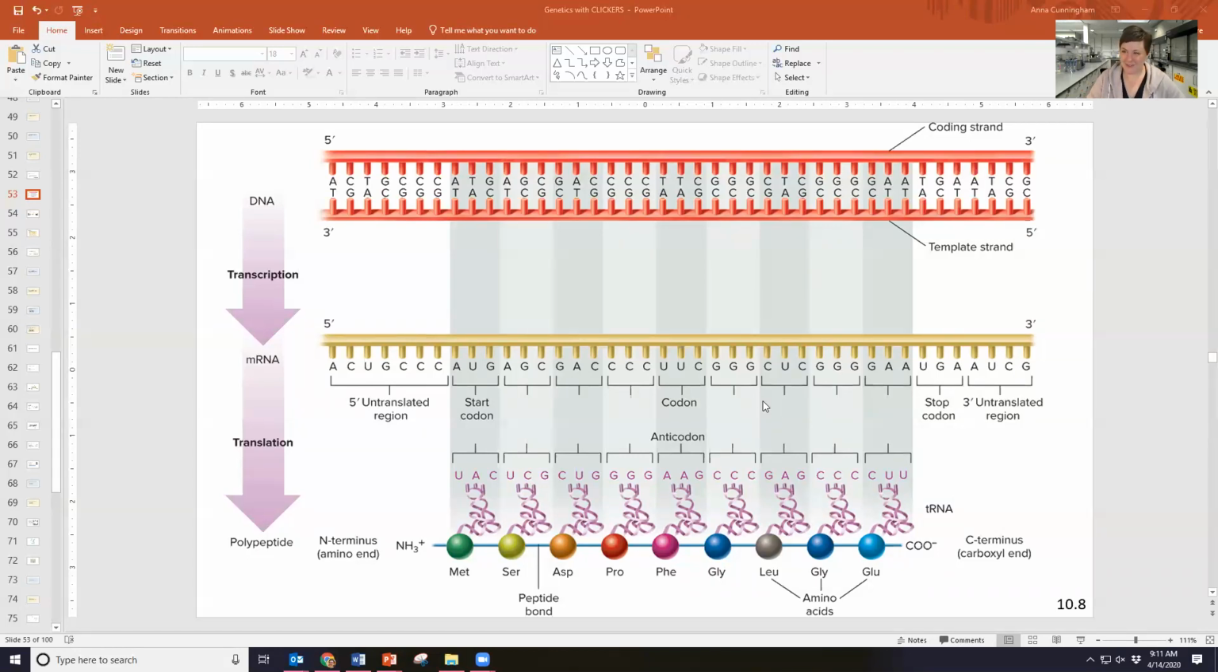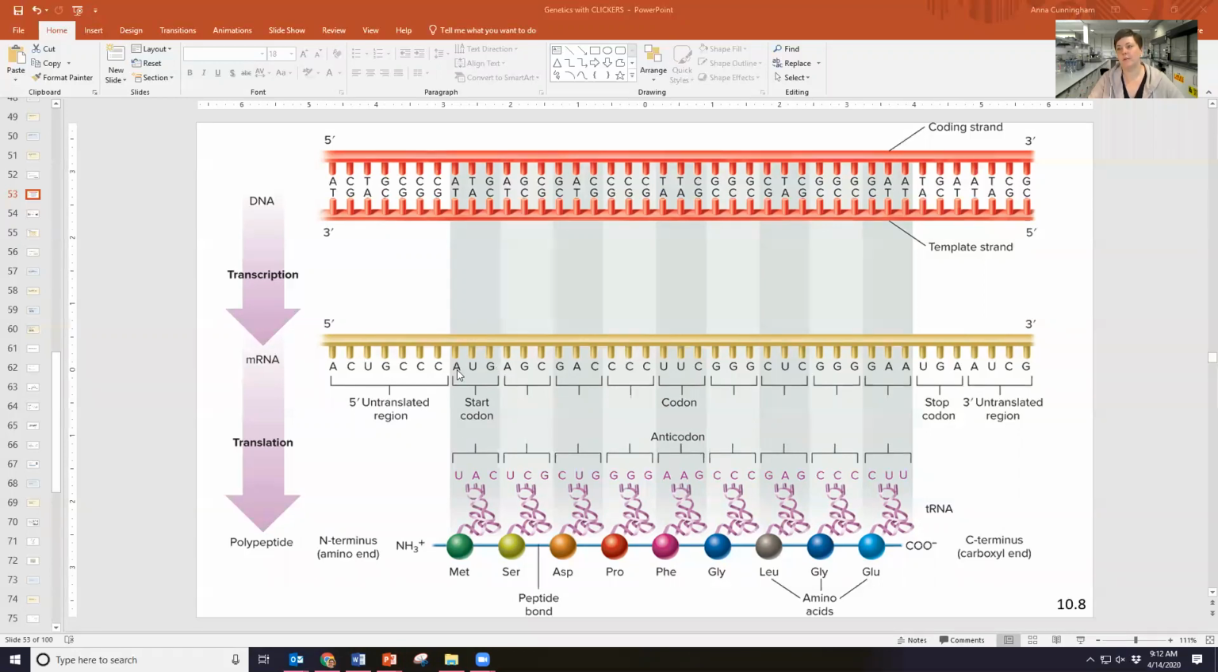And then what we talked about on Thursday is we take that mRNA, and what happens first is it's spliced and processed. But then we know that our mRNA is divided into 3 nucleotide long segments called codons. And those codons code for tRNA, which carry amino acids. So remember that the start codon is always AUG, and that codes for our very first amino acid, which is methionine or MET.